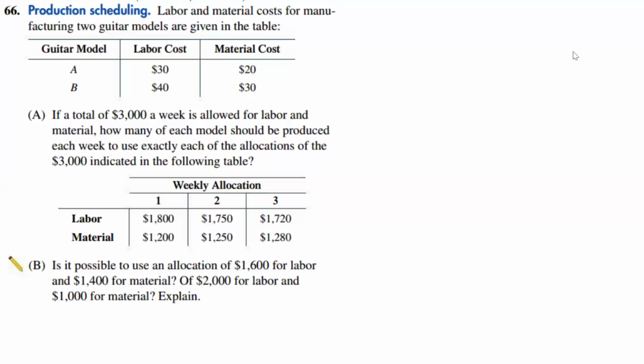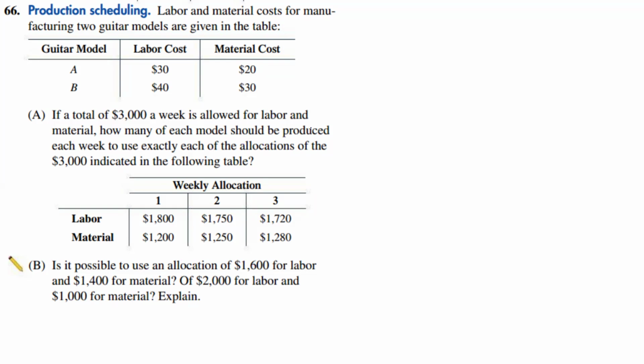All right, so here we have labor and material costs for manufacturing two guitar models, given with this table. If a total of 3,000 a week is allowed for labor and material, how much of each model should be produced each week to use exactly each of the allocations of 3,000 indicated in the following table? Now, is it possible to use an allocation of 1,600 for labor and 1,400 for materials, or 2,000 for labor and 1,000 for materials? Explain.